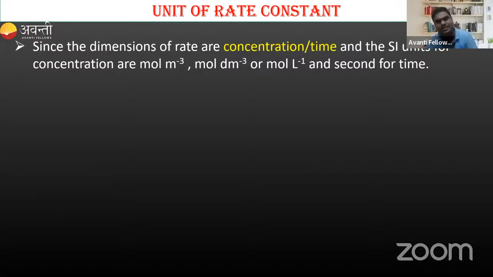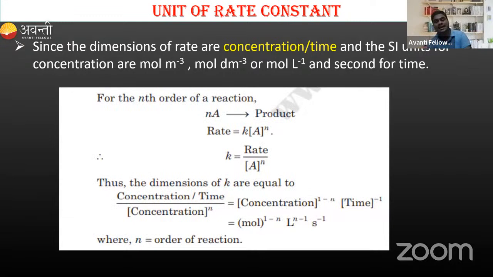How will you determine the unit of rate constant? Since the dimension of rate is concentration per unit time, and the SI unit of concentration is mole per meter cube or mole per decimeter cube or mole per liter, and second for time, we can represent it as follows. For the nth order reaction, rate is nothing but k times concentration raised to the power n. So k is nothing but rate upon concentration to the power n. Thus, the dimension of k is equal to concentration per time divided by concentration raised to the power n.